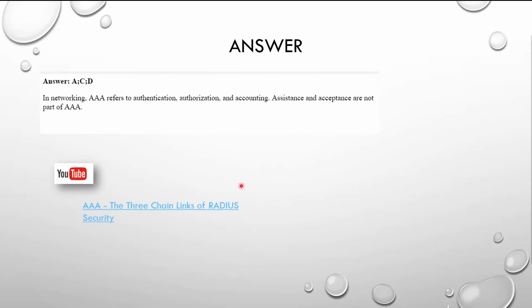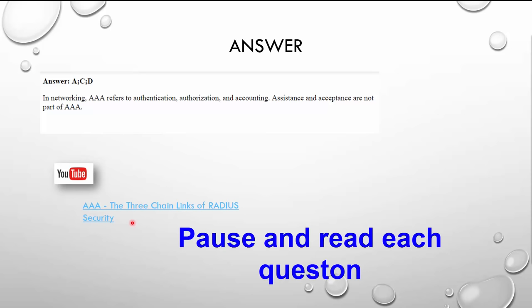When we talked about RADIUS and TACACS, remember, they're protocols that talk to these AAA servers. These are authentication, authorization, and accounting. This is a great little video if you want to learn a little bit about AAA. It's short, it's sweet, it's very easy to understand, so take a look at it.